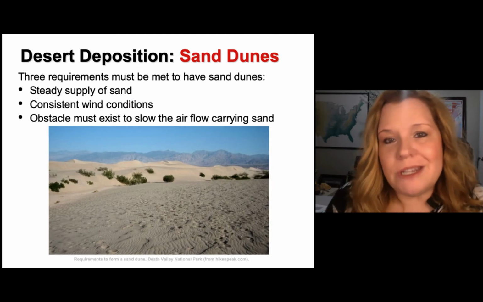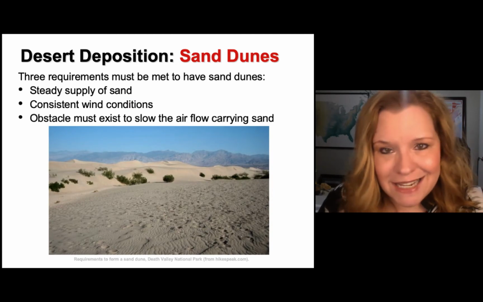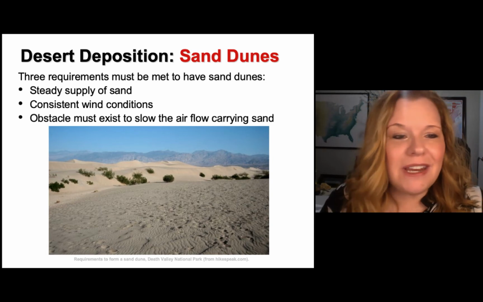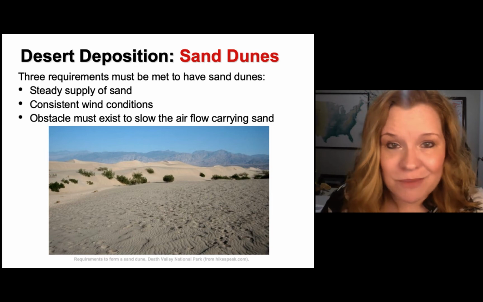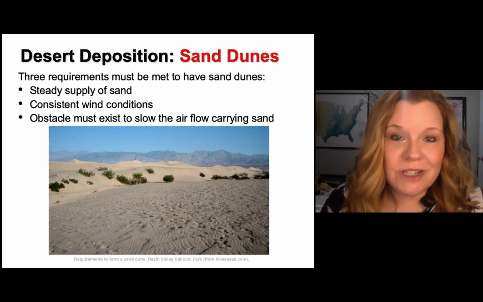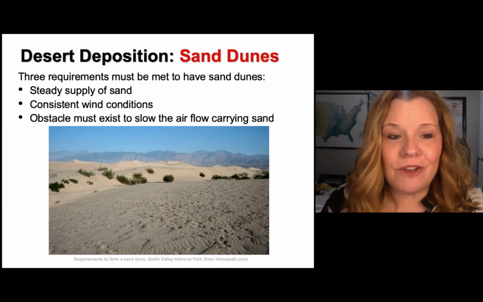There are three things you need to make a sand dune. You need a steady supply of sand. You need a consistent type of wind conditions. That doesn't necessarily mean from the same direction. That's important to the specific type of dune.